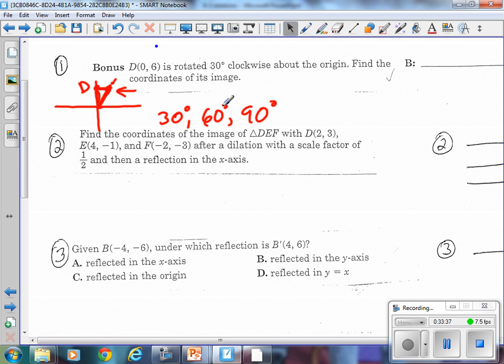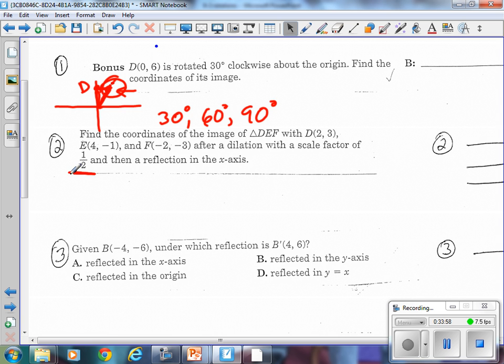So if you just gave me some answer that was sort of close, I gave you credit for that. I don't expect you to know that yet, but know that's something that we will learn later on in the year. The next one, scale factor.